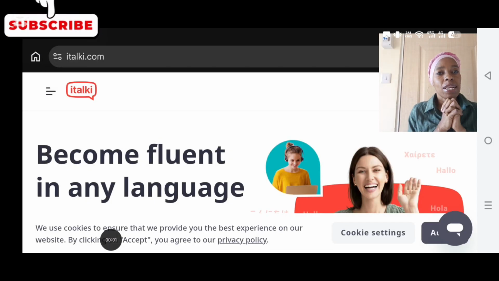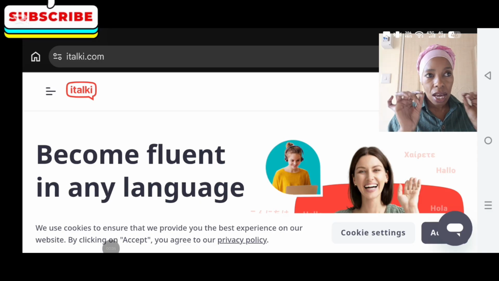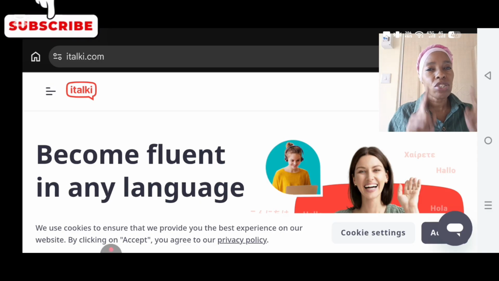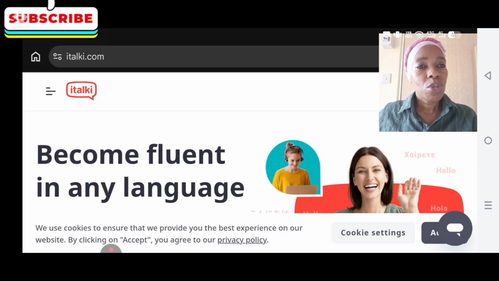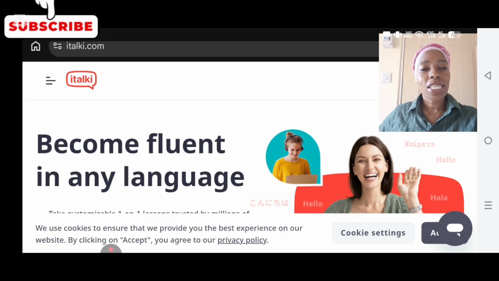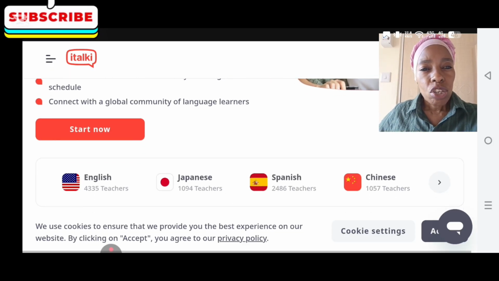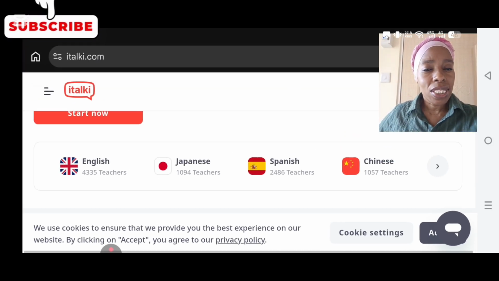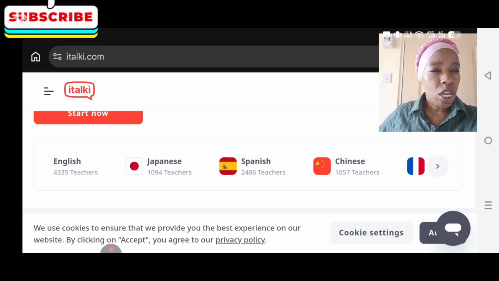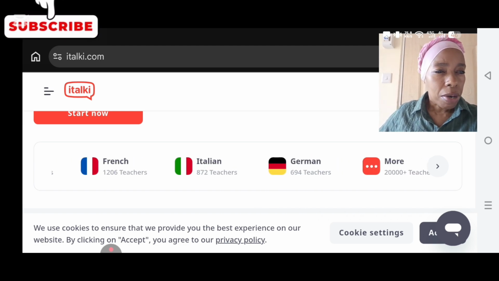This is another platform where they accept freelancers from around the world, whether you're based in Kenya, Africa, it doesn't matter. They want you and they're looking for you. So iTalki is another very friendly platform. They also accept non-native speakers. So you're going to become fluent in any language. You're going to work with them. You see English, Japanese, Spanish, Chinese, French, Italian, German, and much more.